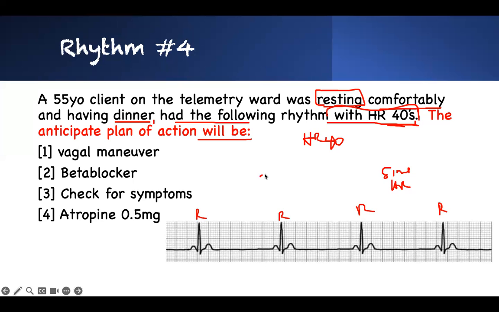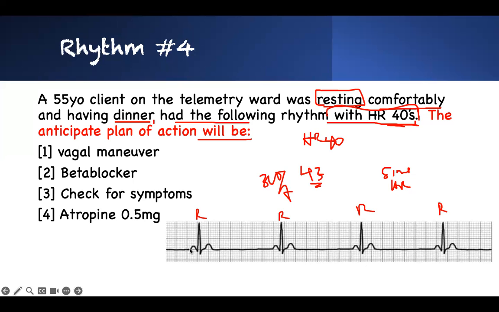1, 2, 3, 4, 5, 6, 7. So 300 over 7. This is very, very low, right? It's a very, very low heart rate based on the numbers that they've given me, and it's closer to the 40 that they gave. It's very close to it. What is 300 divided by 7? It's like 42, almost close to that 42 or 43. So the patient has a slow heart rate.